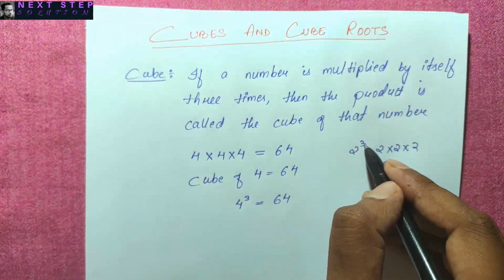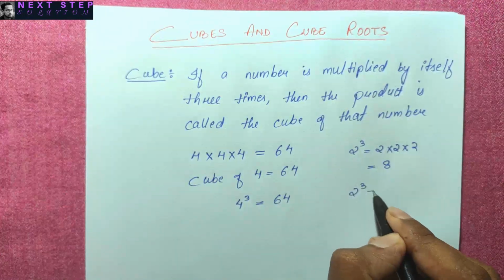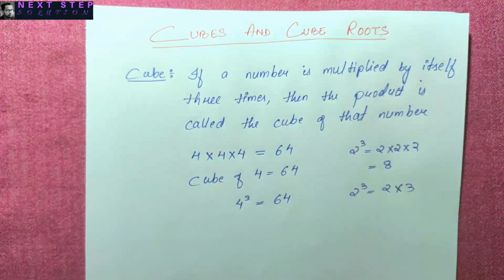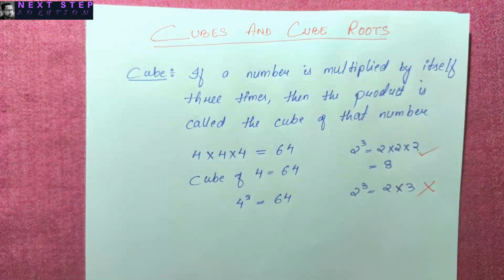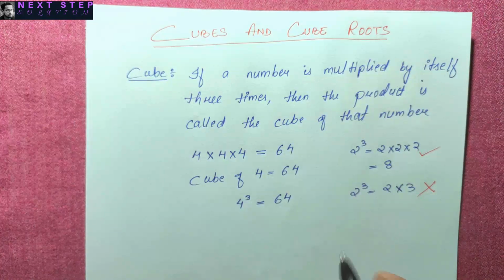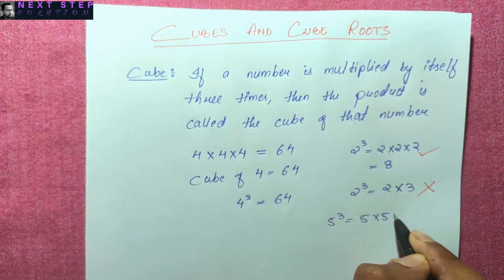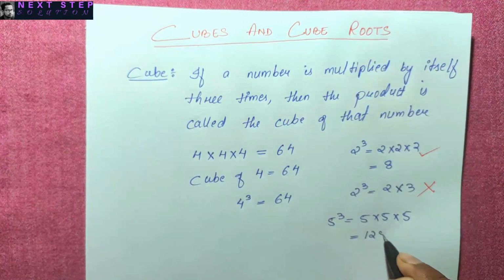Now remember, 2 cube should be written in this form, 2 into 2 into 2, and not as 2 into 3. Some students make the mistake of writing it in this form. This is not the correct form of writing the cube. This is wrong. It should be written in this form. Suppose we have 5 cube, it should be written 5 into 5 into 5, which will be 5 5s are 25, 25 5s are 125.